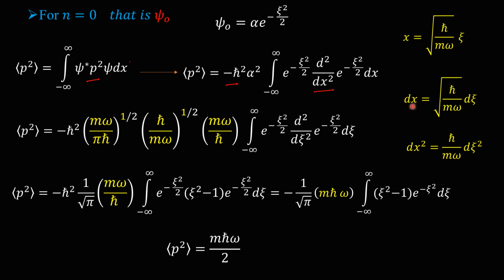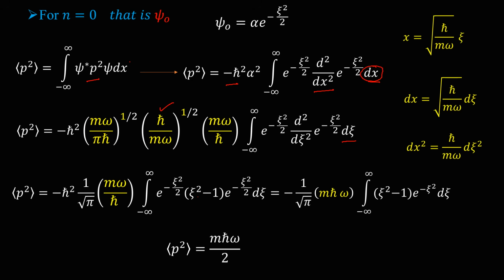Then dx, we have seen, is equal to square root of h cross over m omega dz. Now first you replace this dx. So by this one, square root of h cross divided by m omega power half dz. I have replaced dx. Dx has been replaced.